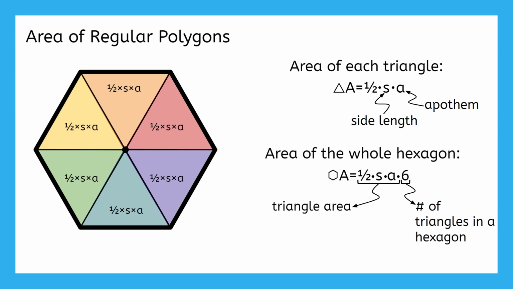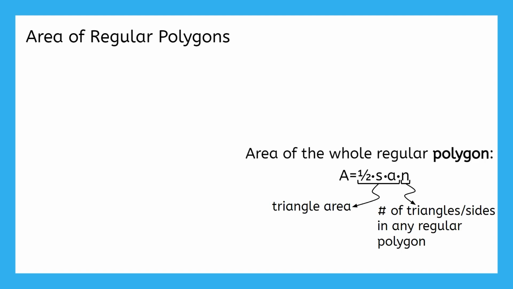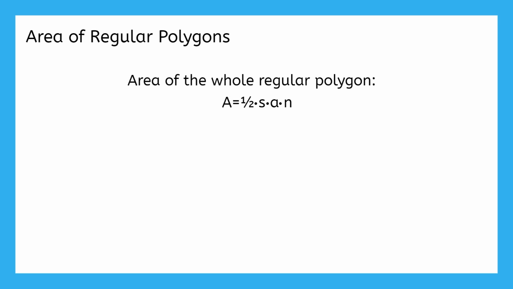Except this formula here only works for regular hexagons, since their 6 vertices create 6 congruent triangles. How would this calculation be different for a regular heptagon, or a regular octagon, or even a regular 20-gon? Oh, that's right. We can say that any regular polygon has n sides and separates into n triangles. So we can take that triangle formula and just multiply it by n. Now this formula works to find the area of any regular polygon.